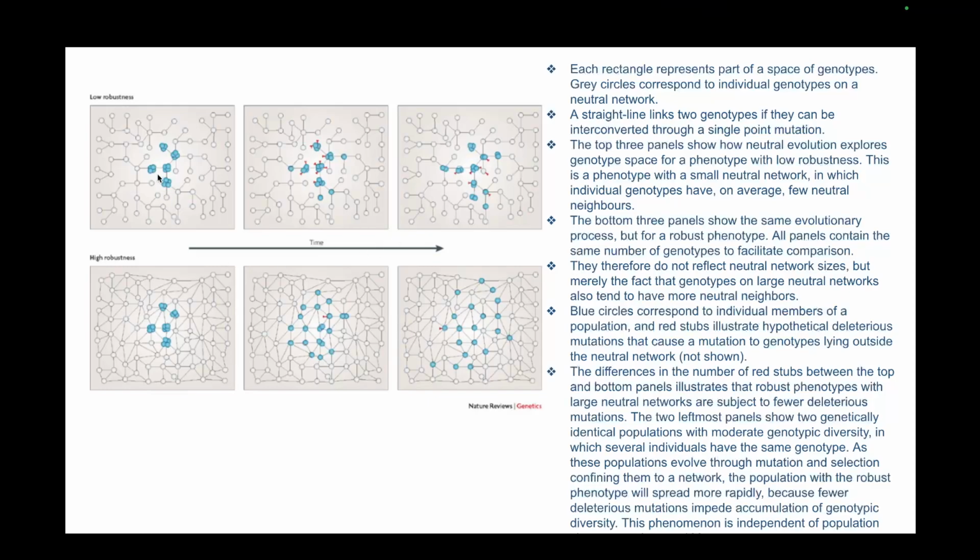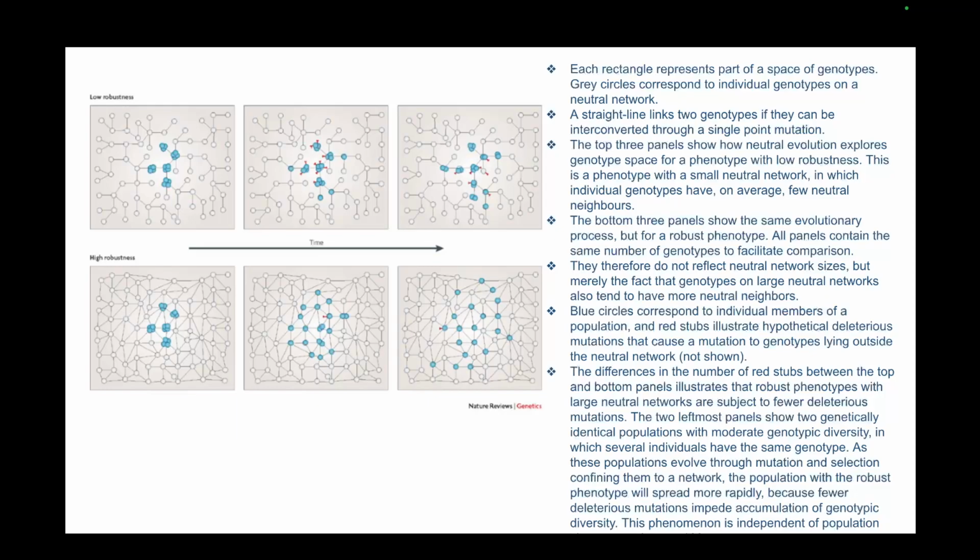Here, these six rectangles each represent a part of the space of genotypes, and these gray circles correspond to individual genotypes on a neutral network. The individual nodes are sequences or genotypes that are connected to each other. If two nodes are connected, they are very similar in nature, maybe a point mutation or two or three base pairs different. All of these are connected, which means they can give the same phenotype. A straight line links two genotypes if they can be interconverted by a single point mutation.